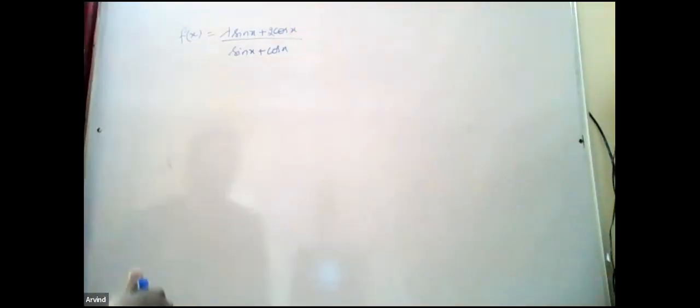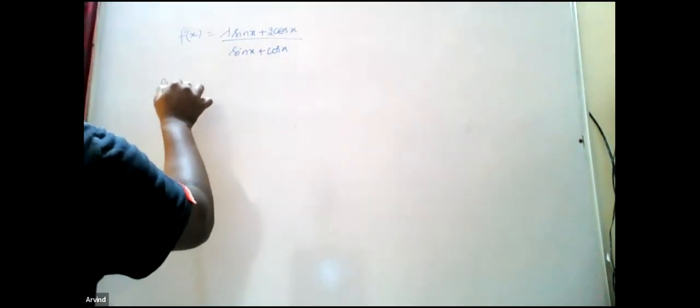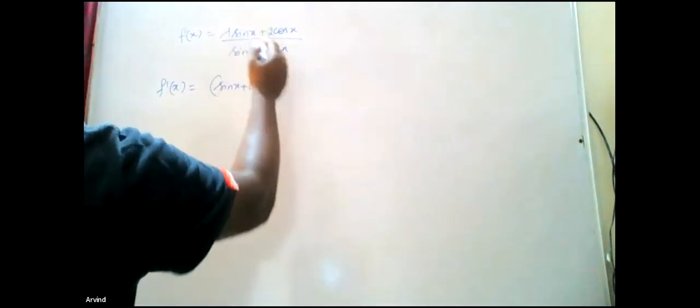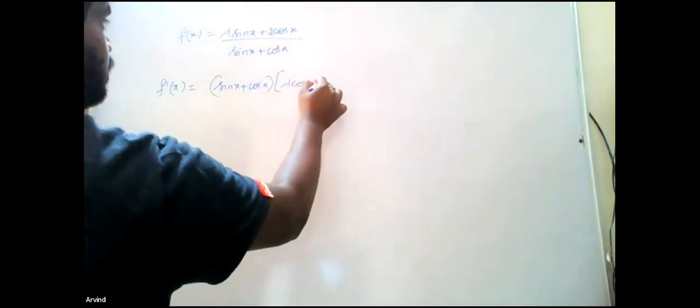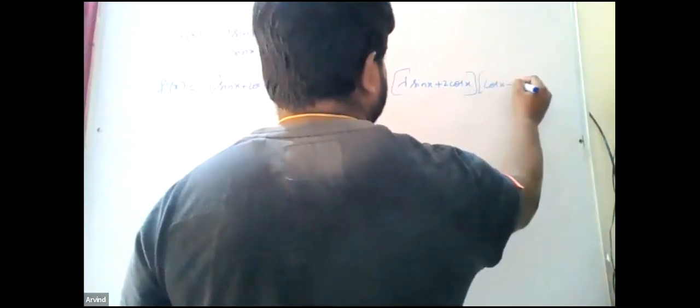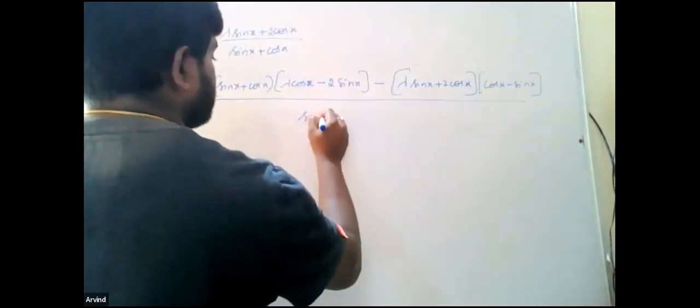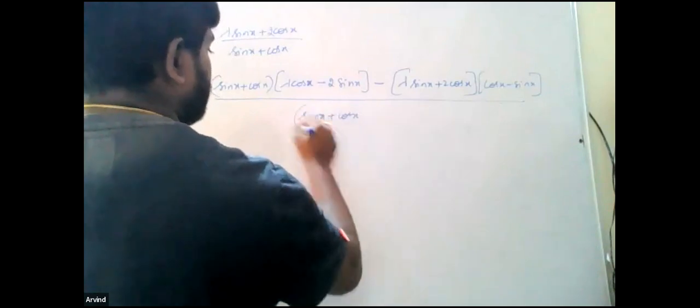So this is the question. I hope you have differentiated it. f dash of x, by the quotient rule: denominator, that is sin x plus cos x, into the differentiation of the numerator. Differentiating lambda sin x gives lambda cos x, minus 2 sin x, minus the numerator, that is lambda sin x plus 2 cos x, into the differentiation of the denominator, that is cos x minus sin x, divided by sin x plus cos x the whole square.